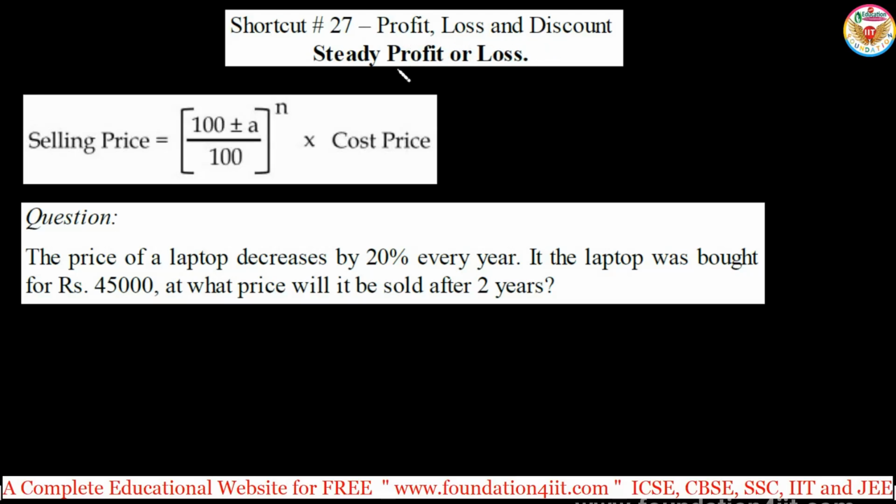Profit, loss and discount. Steady profit or loss means the same profit or loss will continue for a particular number of years. So we can use this formula: selling price is equal to (100 plus or minus a) by 100, to the power n, into cost price, where n is the number of years and a is the profit or loss percentage.